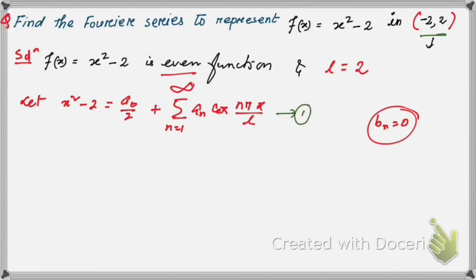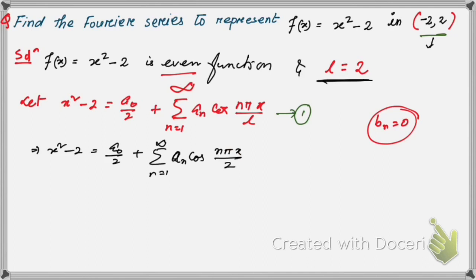And putting the value of l here, we will get x square minus 2 equals a naught by 2 plus summation from n is equal to 1 to infinity an cos n pi x by 2. That's what we will get, right? So let me take this one as equation number 1, okay.